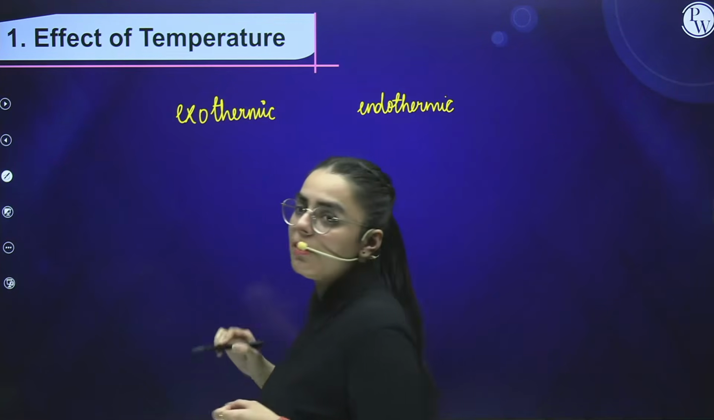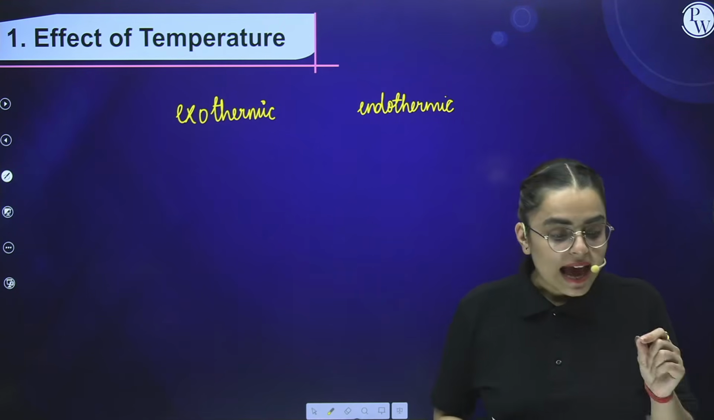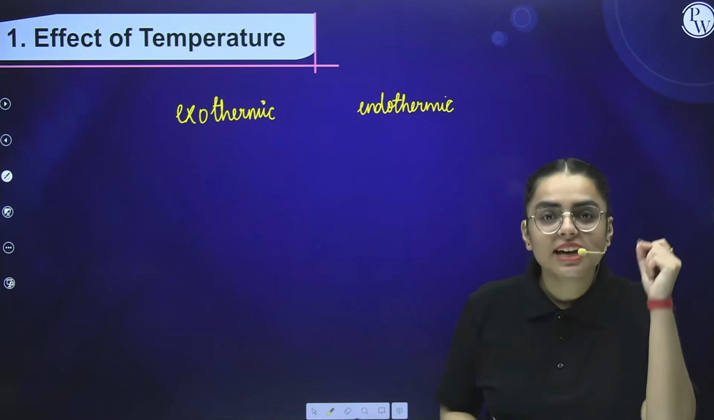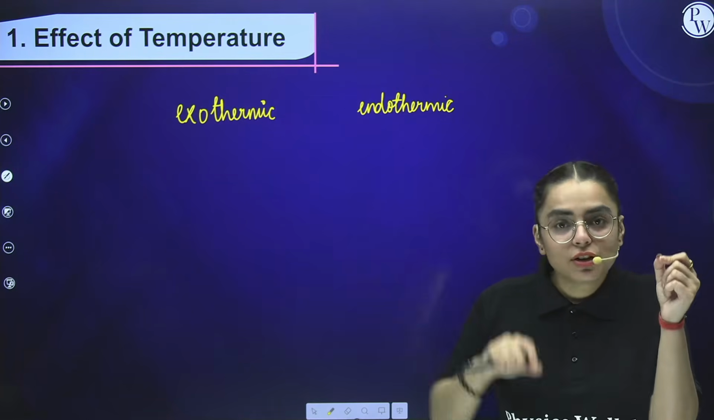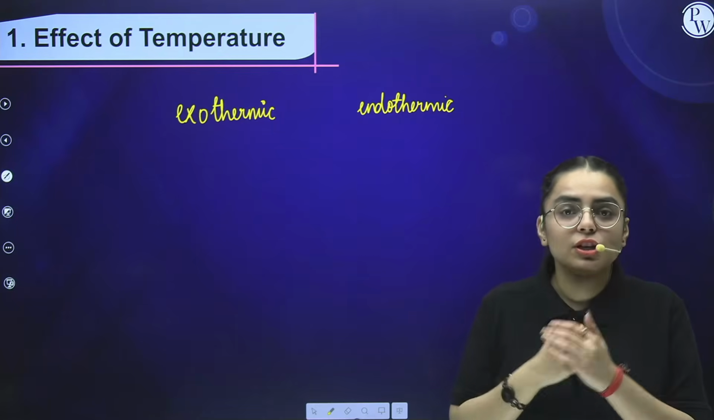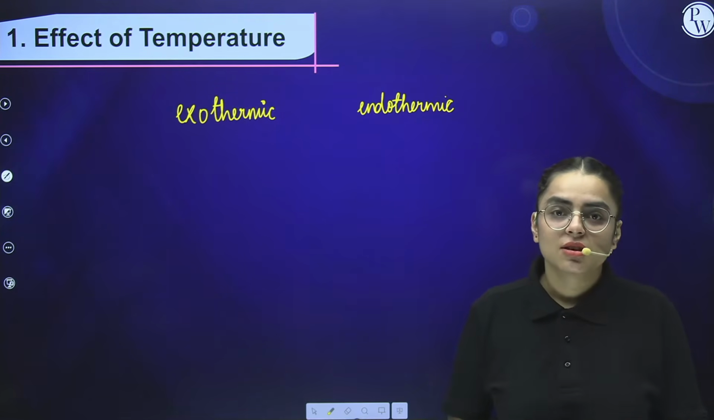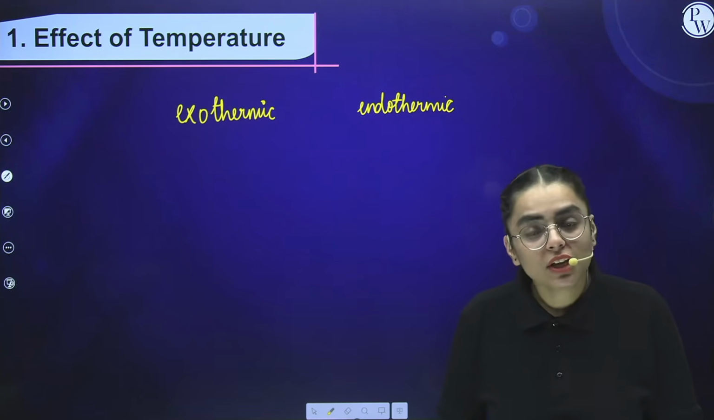When I will be able to identify the reaction as exothermic or endothermic, I will be able to identify when heat is released and when heat is given to the system. Because whenever heat will be released or given to the system, we will see the shift of equilibrium, students.